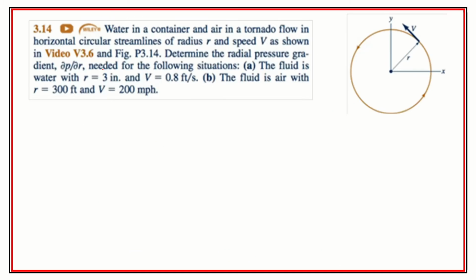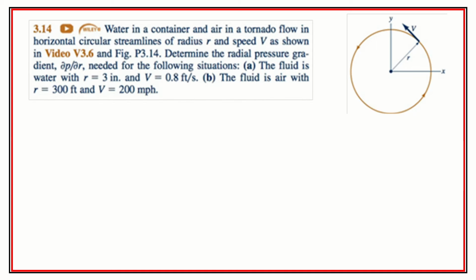So here is an example. We have water in a container, and air in a tornado, flowing in horizontal circular streamlines. We have radius r and velocity v, as shown. There's a video that we could probably watch of this, but we're not going to. Determine the radial pressure gradient.